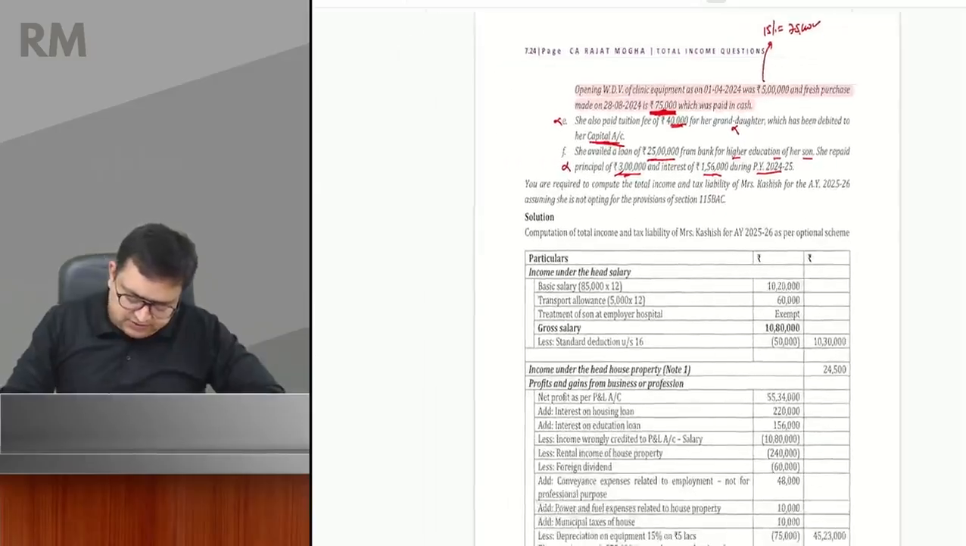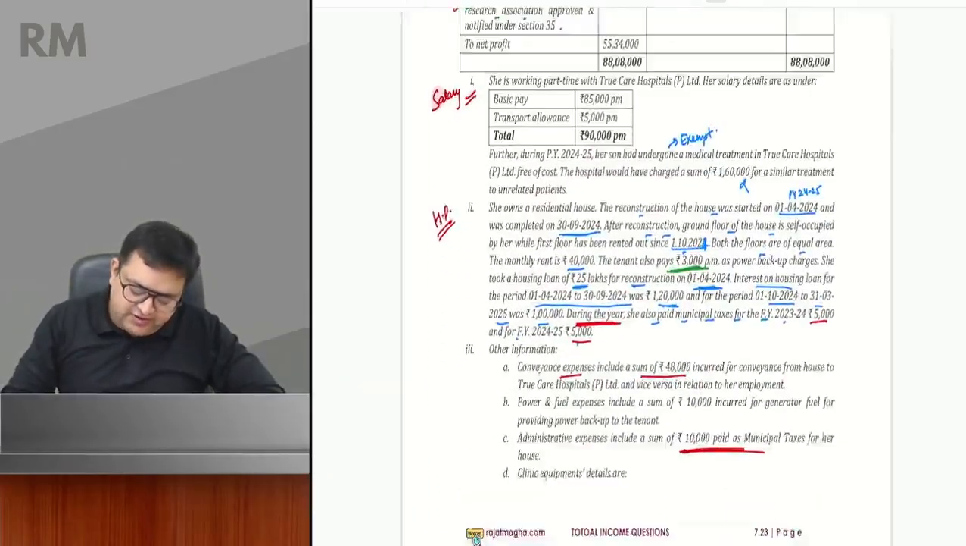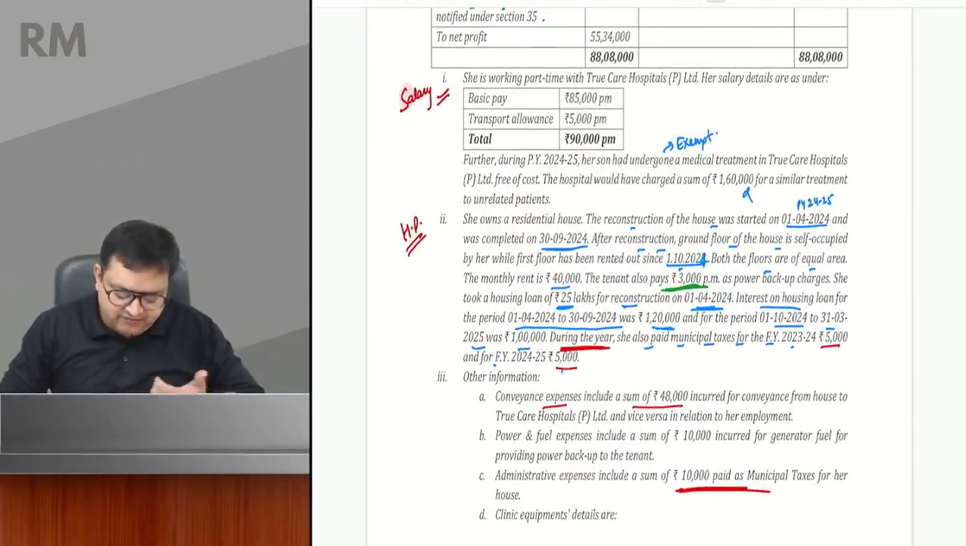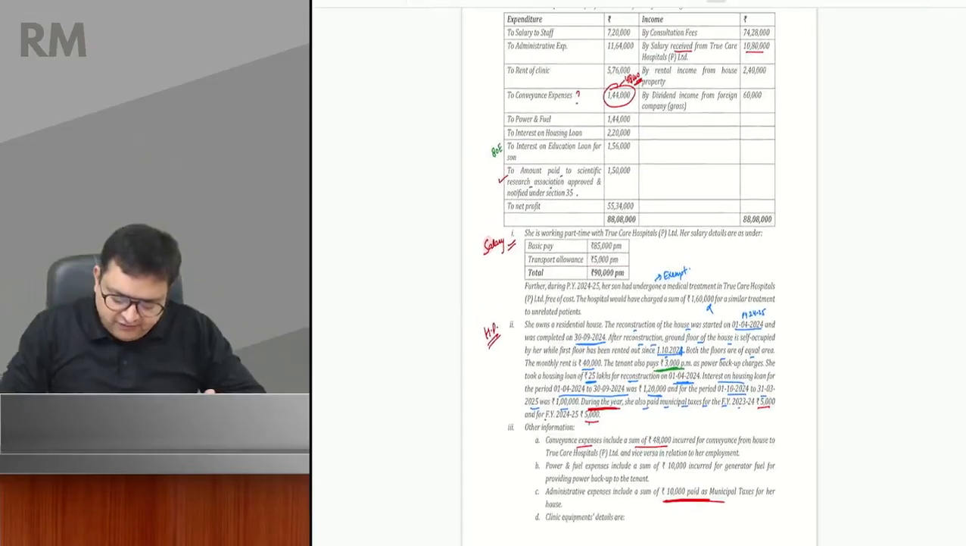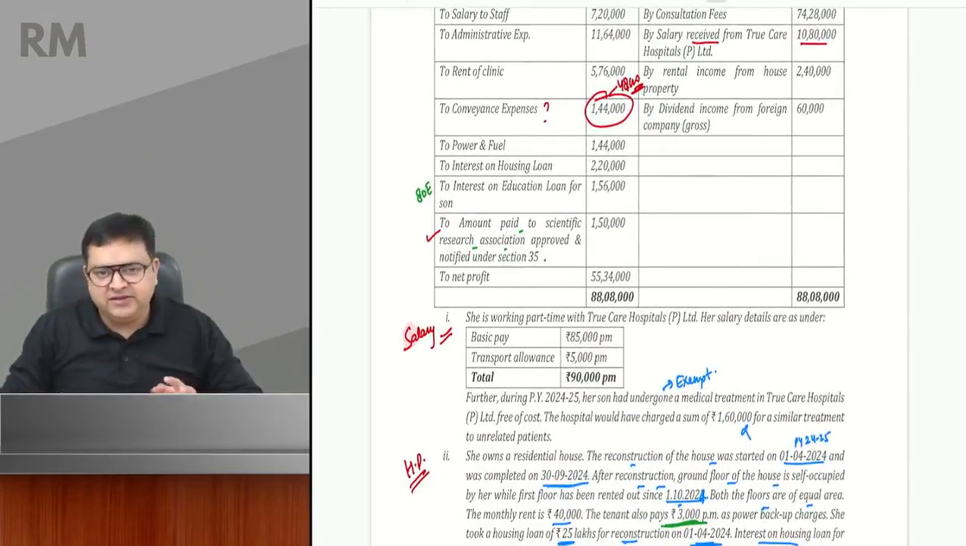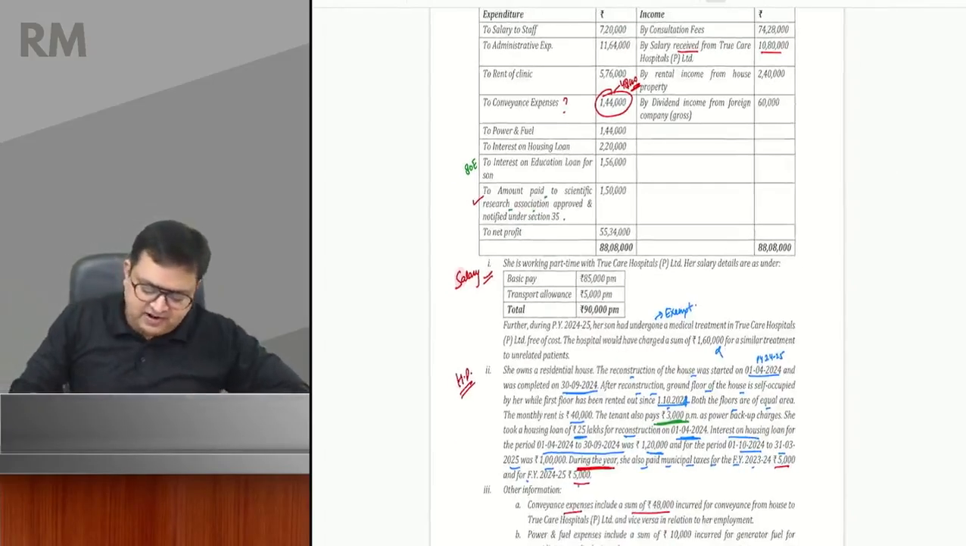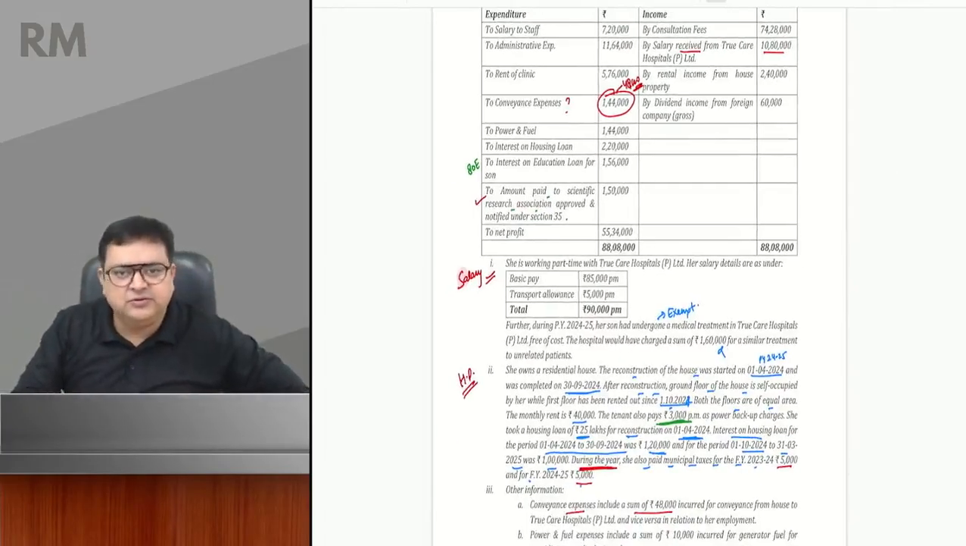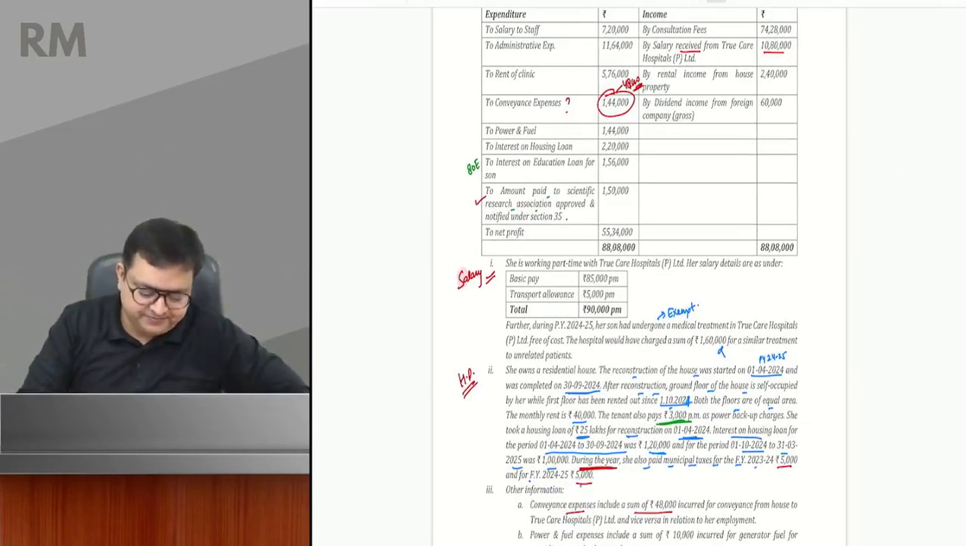Okay, good question. So let us start this question now. We have salary income, we have house property income, we have PGBP. Do we have IFOS? Yes, dividend income, we have IFOS. We don't have capital gain, otherwise we have everything. Correct? Let us start with this. Although house property, we have already done it.